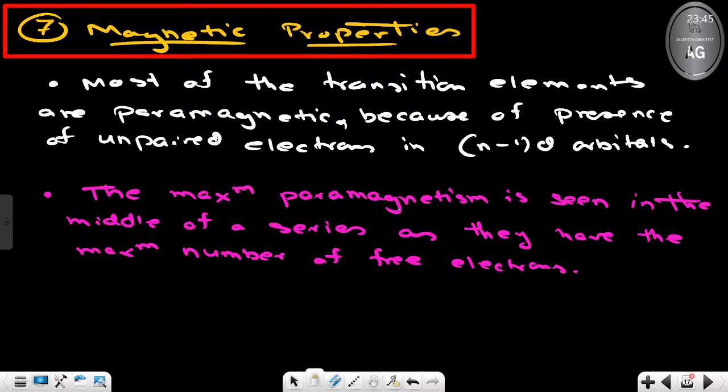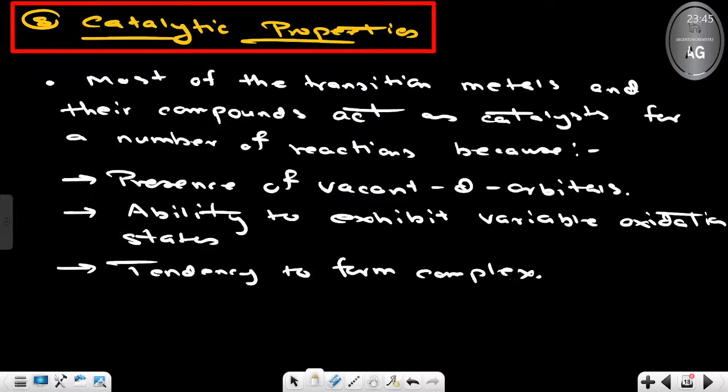Next, magnetic properties. For all sorts of d orbitals, unpaired means paramagnetic, paired means diamagnetic. Very simple. But the second point is very important: maximum paramagnetism is seen in the middle of the series. Why? Again the same reason that came in metallic bonding. In the middle of the series, the maximum number of unpaired electrons are seen, so in the middle of the series only there will be the maximum paramagnetism. So chromium, molybdenum and tungsten will show the maximum paramagnetism. Clear? Okay.